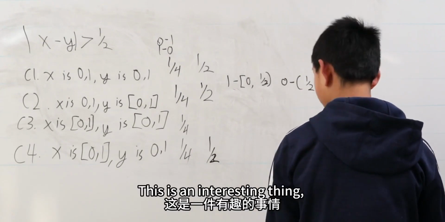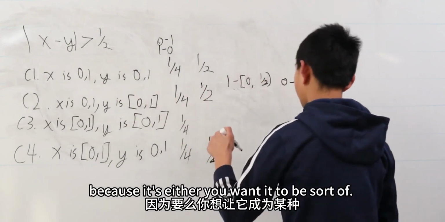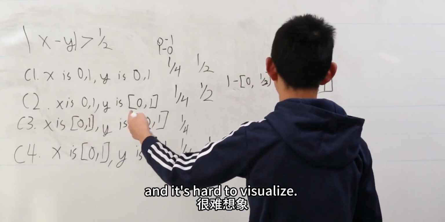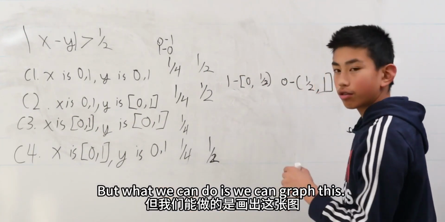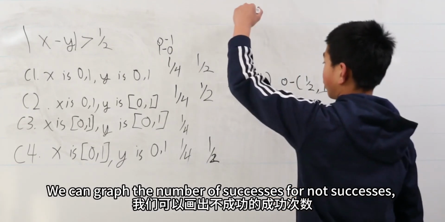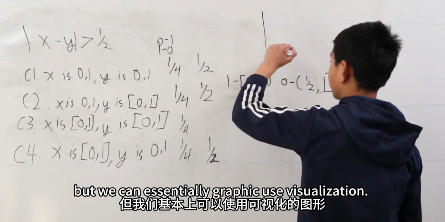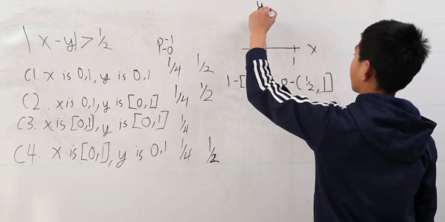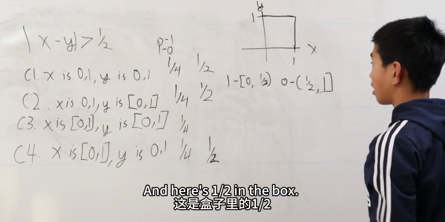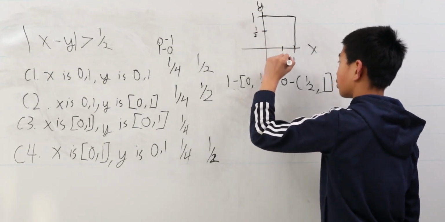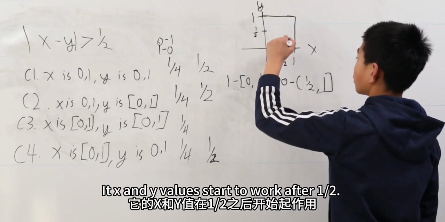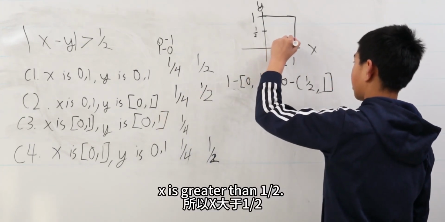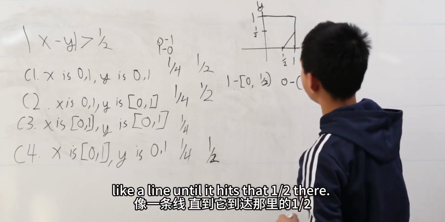Now we have to consider case 3. This is an interesting thing, and it's hard to visualize, but what we can do is graph it. Use visualization. So we make a box with x and y coordinates ending at 1. Like so. You just make this box. And so here's 1/2 in the box. So x and y values start to work after 1/2 since you want it greater than 1/2. Since this is going to work, x is greater than 1/2. It keeps going like a line until it hits that 1/2 there.